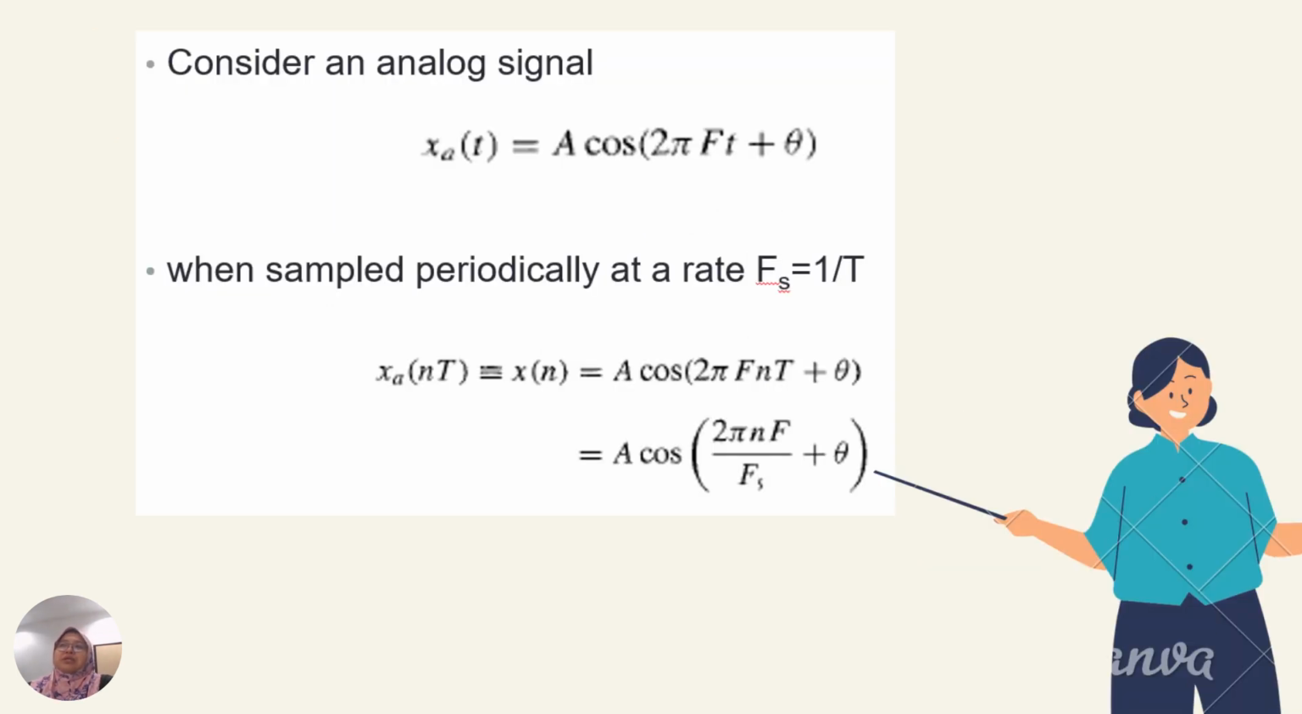Now, for the analog signal, when you substitute the t with n over Fs, then you will have x(n). That's basically how easy it is to convert from the analog signal into a discrete time signal. Simply change the small t into n over Fs.